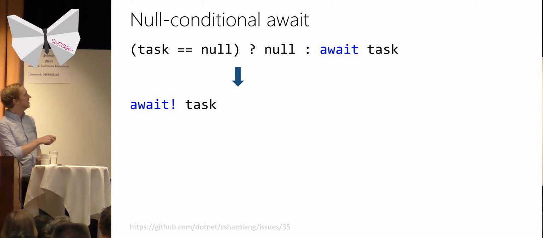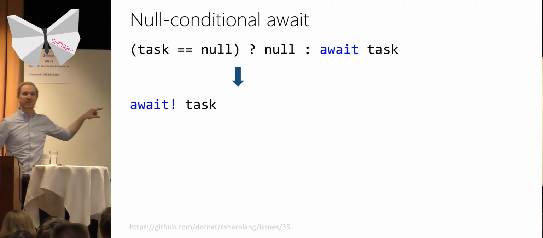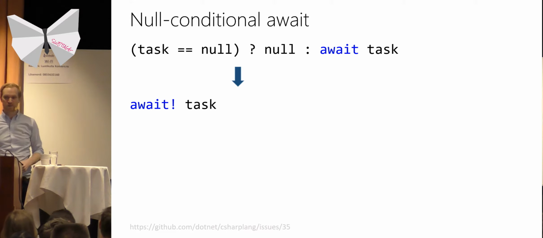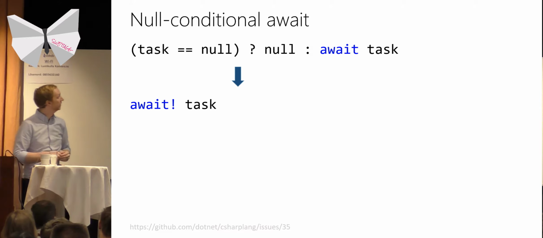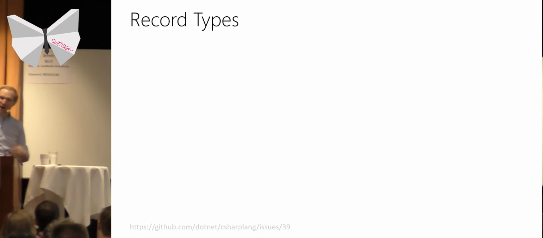But I think they're going to revise this as well, because according to what they've done with the language so far, this doesn't really correspond. They should probably do await question mark instead to make it more sensible, but, you know, someone smarter than me. Then they're going to probably add record type.